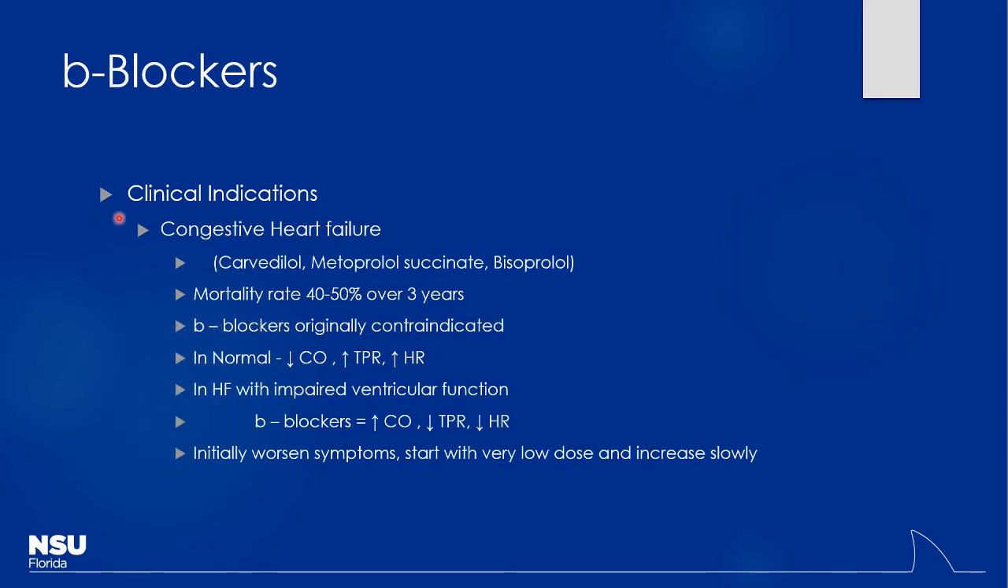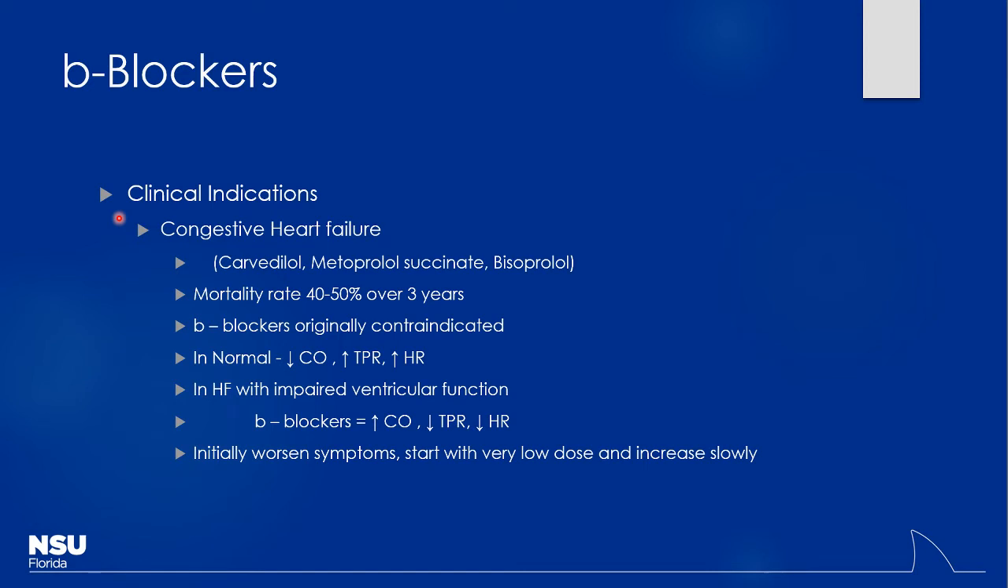Anywho, so other things we can see this used for: congestive heart failure. There's very specific ones we're going to use here. Normally we mentioned that, what does this do to contractility typically? What do beta blockers do? It would decrease it. So you would think, wow, this can actually put someone into a CHF exacerbation, and you're absolutely right, it can.